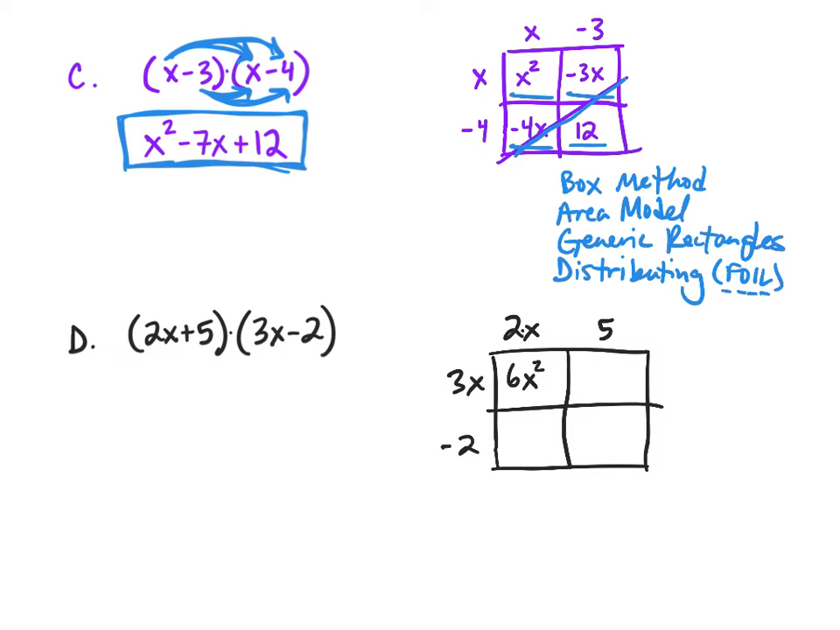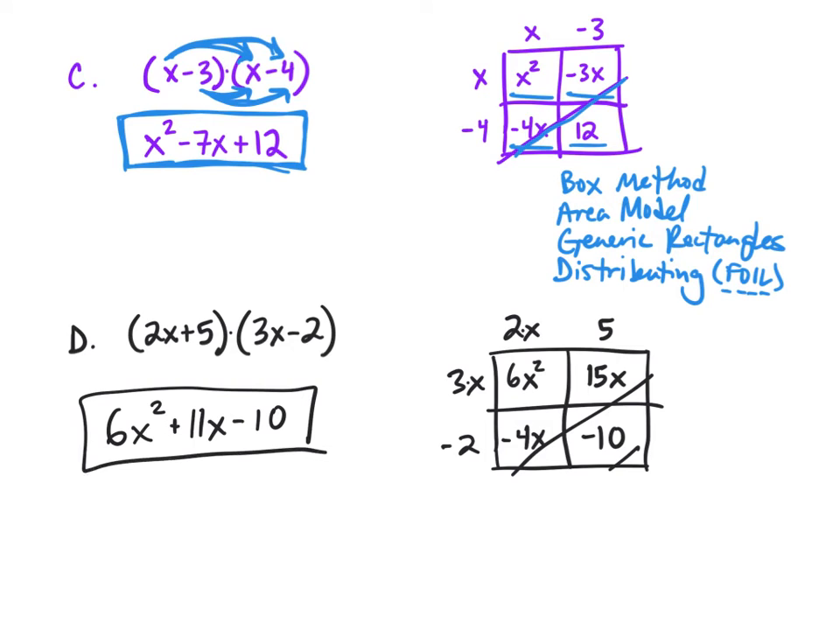Again, technically those are little multiplication signs, so if that helps you to break it down. 3 times 5 is 15, don't forget the x. 2 times negative 2 is negative 4, don't forget the x. And then 5 times 2 is 10, don't forget the negative. We go to write our answer, we've got 6x squared. We can always combine the diagonal, 15x minus 4x, that is a positive 11x, and then we've got our minus 10.